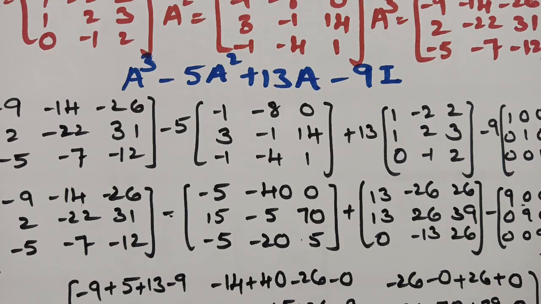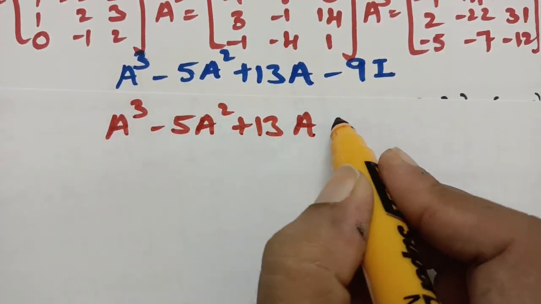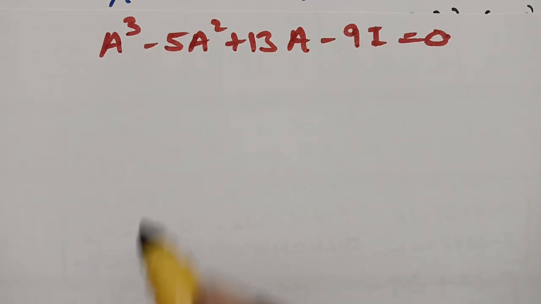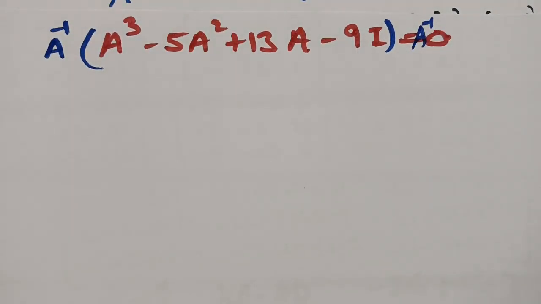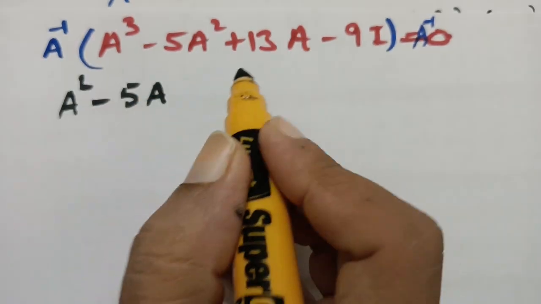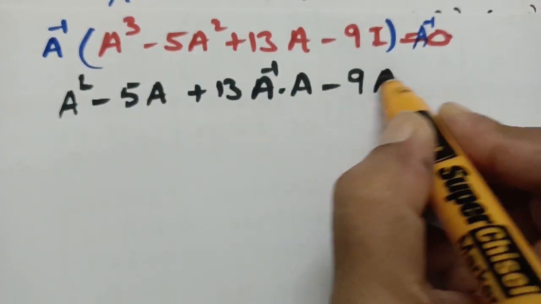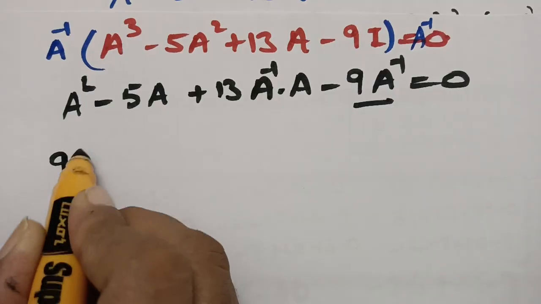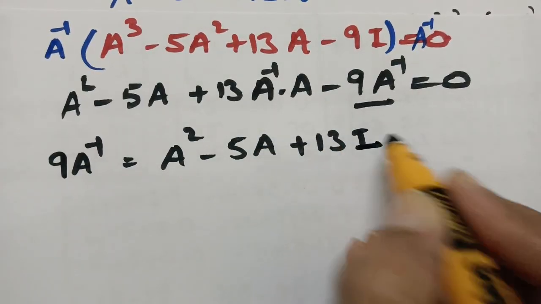See here. For finding A inverse, just now we got A cube minus 5A square plus 13A minus 9I, we got the value as 0. So according to the Cayley-Hamilton theorem, on both sides I am going to multiply with A inverse. See here I am multiplying with A inverse and see what happens here. So this is going to become A square. If I multiply, this is 5 times A. So this is 13, A inverse into A. So this is 9 into A inverse, this value is 0. So I need A inverse value. I am sending this term to the other side so that it's going to become a positive one. 9A inverse value is equal to A square minus 5A plus 13 into I. Clear?